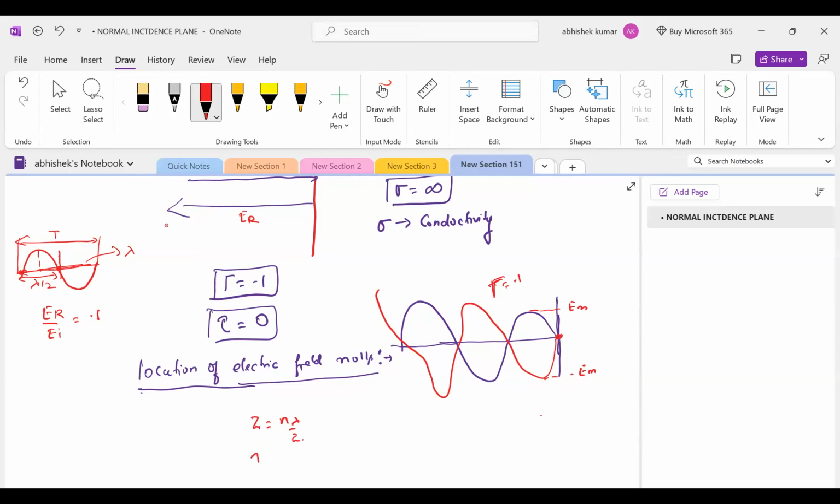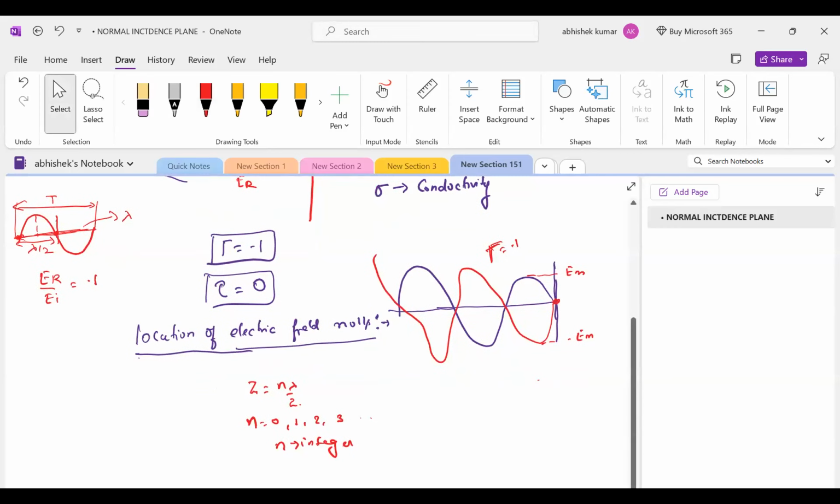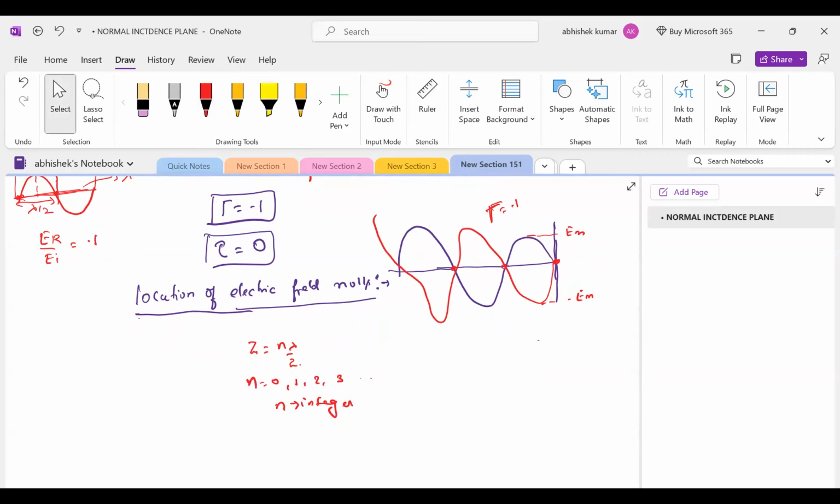Where n is 0, 1, 2, 3, n is an integer. Because it can occur at various places, right? This is my incident wave. This is my reflected wave. Nulls will occur after every lambda by 2. You can see, right or wrong? So electric field nulls will occur at these points, right?